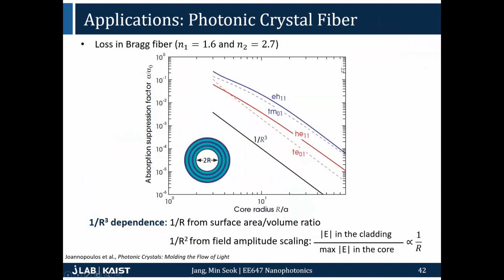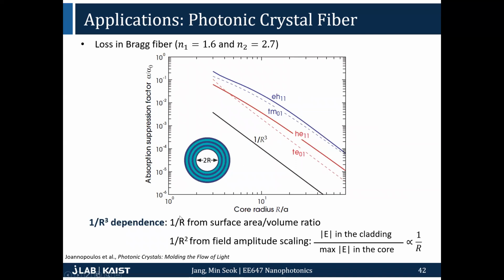Right. And then if you think about the loss of this Bragg fiber as a function of the core radius divided by A, where A is the period of this photonic crystal, then as the radius becomes larger and larger compared to the period of the photonic crystal, your loss drops significantly. And this ratio is 1 over R, it's proportional to 1 over R cubed.